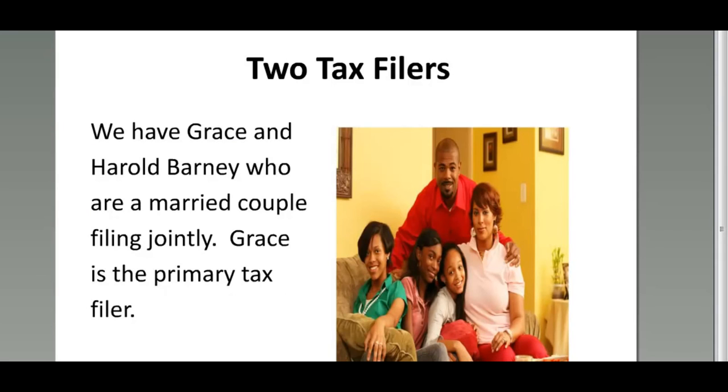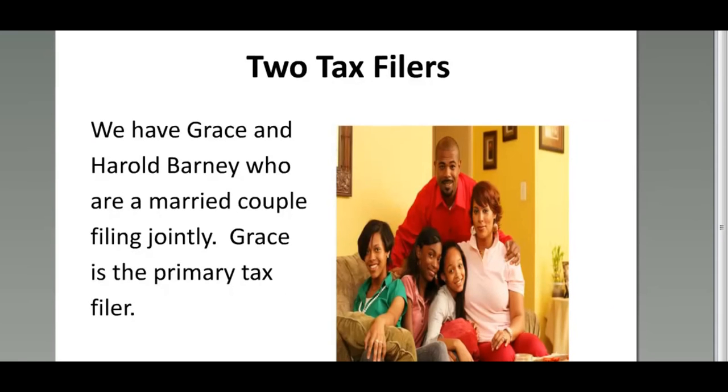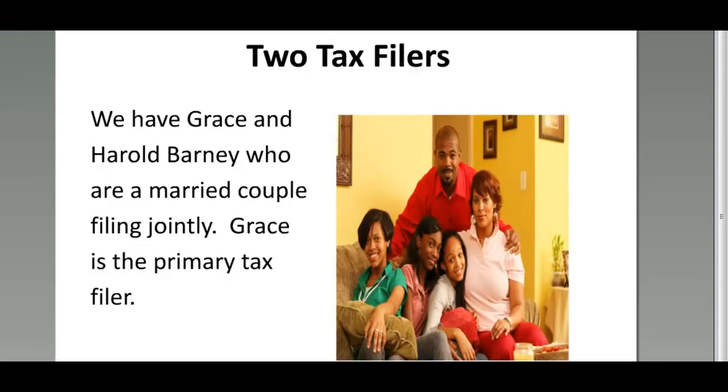So here, two tax filers. We have Grace and Harold, who are a married couple, filing jointly. Grace is the primary tax filer. Keep in mind that two tax filers is different from the primary tax filer. Another screen can be added when a case has two adults. It is not mandatory. Remember, a spouse is not a dependent. The dependents will need to be added to the primary tax filer screen, as mentioned prior.